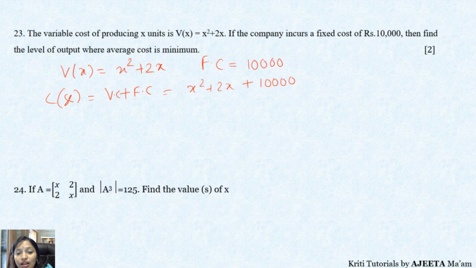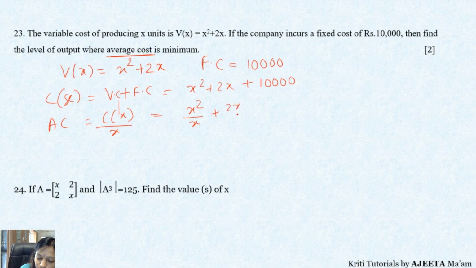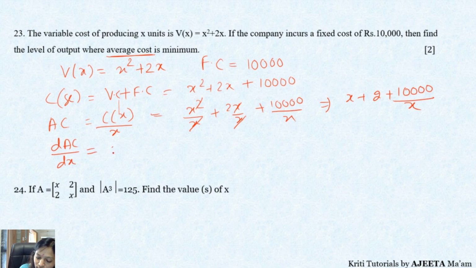Now they are saying level of output where average cost is minimum. What is average cost? Average cost is cost function upon x. So let's find it. X square upon x, 2x upon x, and 10,000 upon x. So x cut, x cut. So what do we get? X plus 2 plus 10,000 upon x. Now we have to solve for minima. So we will find the derivative. So derivative of 1, 2 is 0, minus 10,000 upon x square.